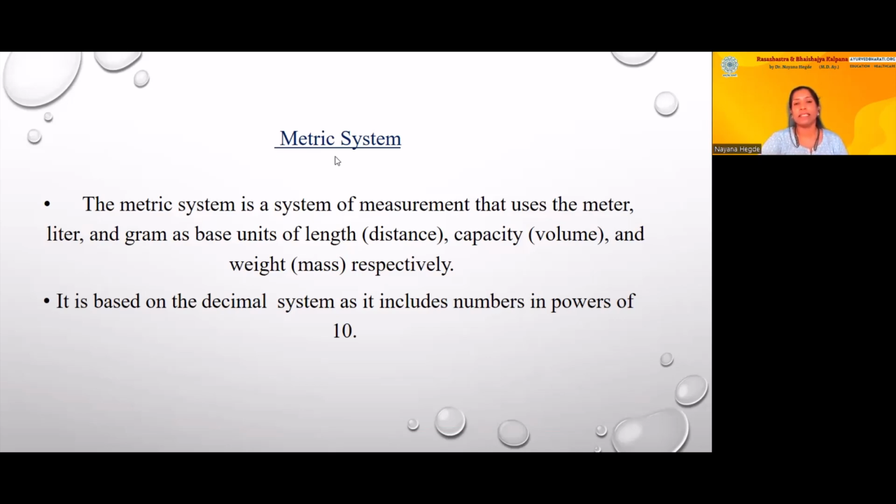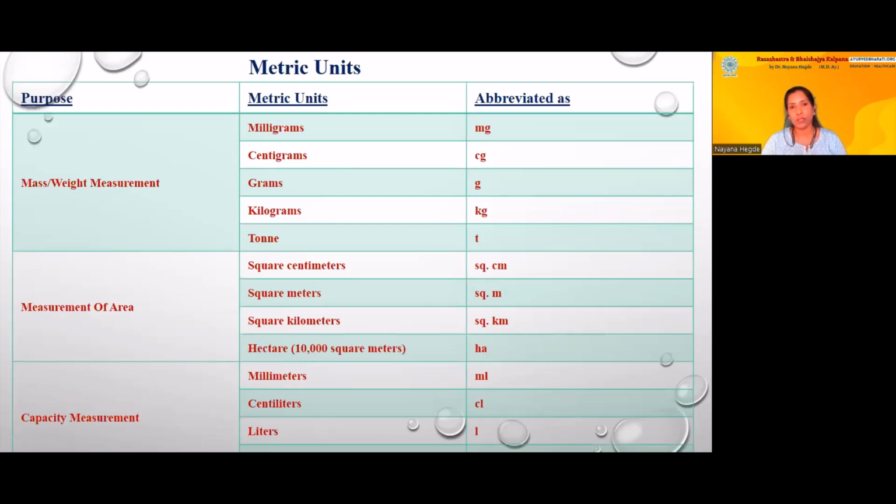So in the next slide, we are going to study some metric units. To weigh or to express the mass or the weight of a substance in the metric system, we use milligrams, centigrams, grams, kilograms, and ton. The abbreviations are given here: milligrams, mg; centigrams, cg; grams, g; kilograms, kg; ton, t. 1 ton is 1 t.